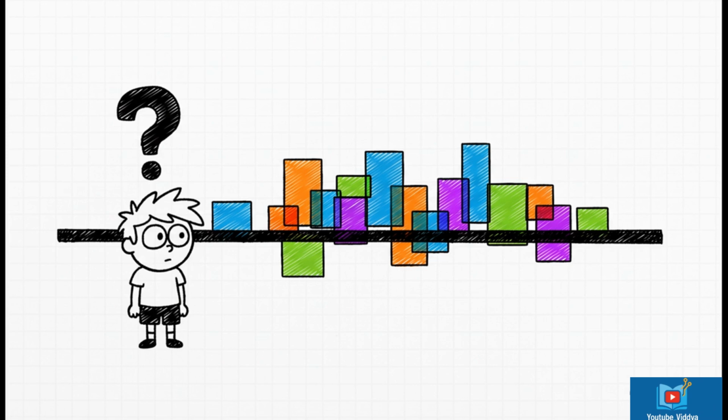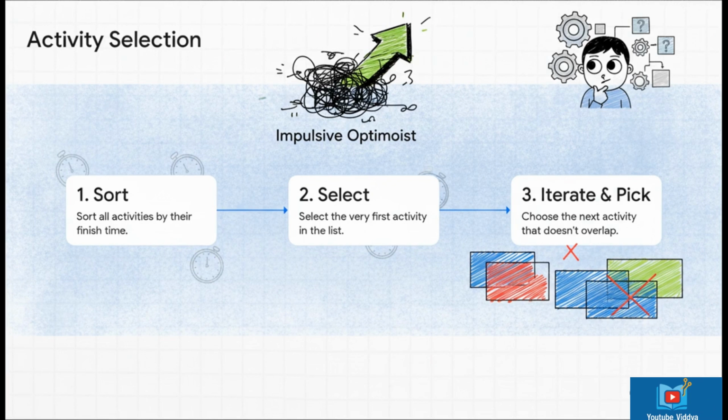So, imagine you've got a list of activities, right? Each one has a start and a finish time, and your goal is to cram in as many activities as you possibly can, but none of them can overlap. How would our optimist solve this? The greedy strategy here is just beautifully simple.